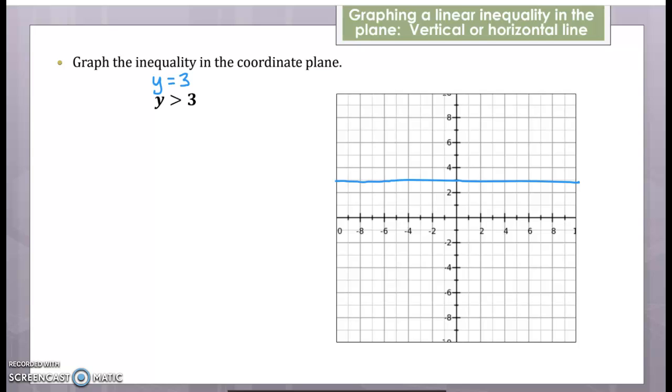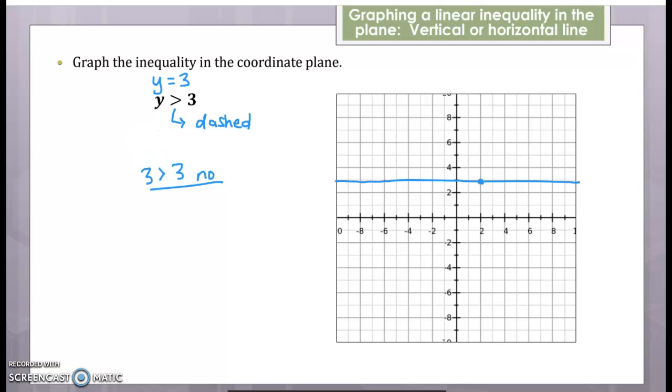If I were to assume this line right here is my solution, let's look at this point 2, 3. So if y is 3, wait, I don't have anything for x. So I just say y greater than 3. Is that a true statement? No, that's not a true statement. We don't have an equal to sign here, so that indicates that our boundary line is going to be dashed.